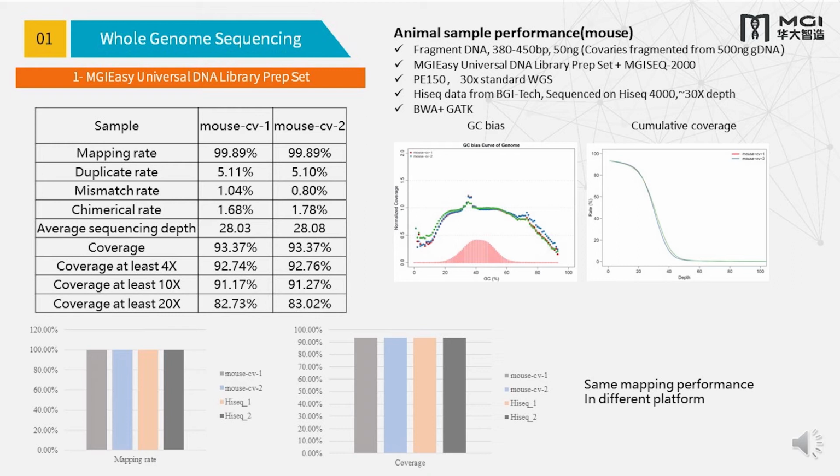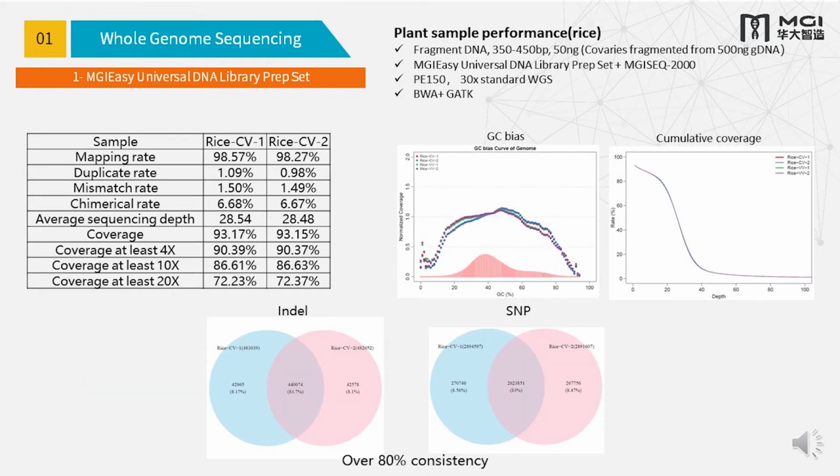And this is for plant sample performance. This is for rice. We have seen a lot of rice samples in MGI. So the same, we started from 500 nanogram genomic DNA, and we got 10% of the distinct fragmentation and bead purification. And this is some of the criteria to show you that. Interestingly, this time the chimeric rate is a little higher.